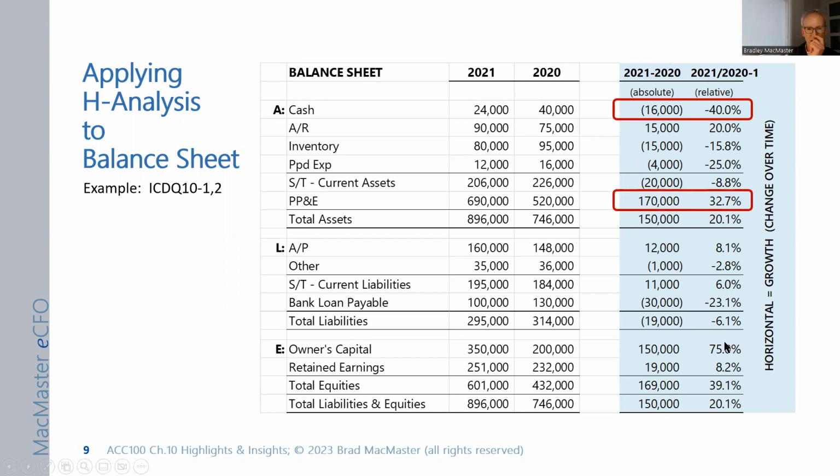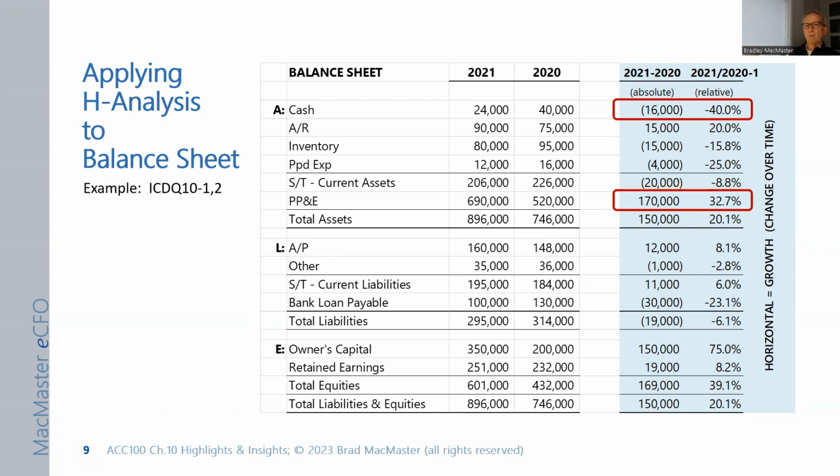Now, the next thing I'll draw your attention to, the largest change year to year, was a significant increase in property, plant, and equipment. In fact, it increased $170,000 or 33%. And you have to ask yourself, why were the owners or the managers of this business spending so much money on new equipment while sales were falling and also expenses were rising? Now, there might be a very good explanation for this. We don't know because we don't have the facts.